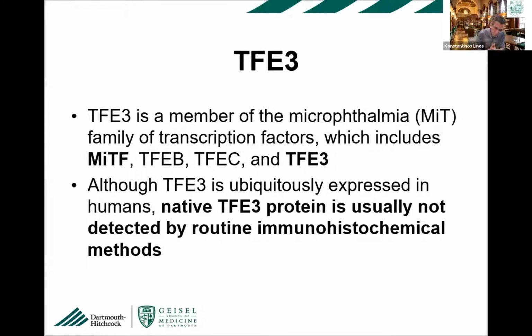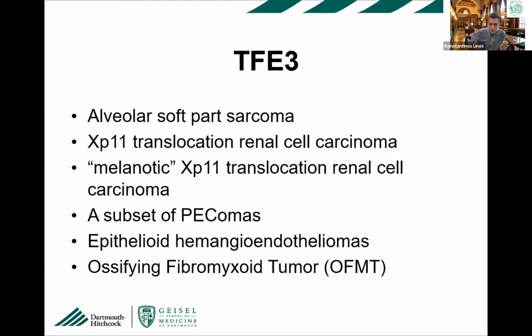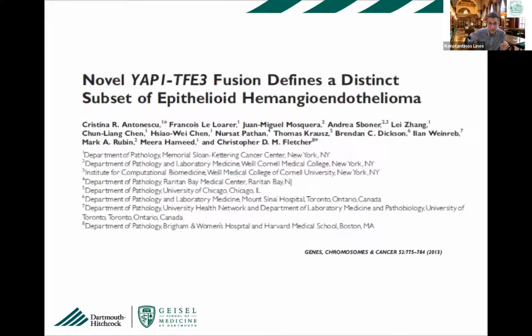You have to be very careful with TFE3 because it's a difficult antibody, and to be a truly surrogate marker for the underlying TFE3 fusion, you need to see diffuse, strong nuclear positivity. If you see a little bit here and there, it's not very predictive of the underlying fusion. Of course, not specific. A lot of different things, the most recent ossifying fibromyxoid tumor. So a lot of different things can be TFE3 fused.